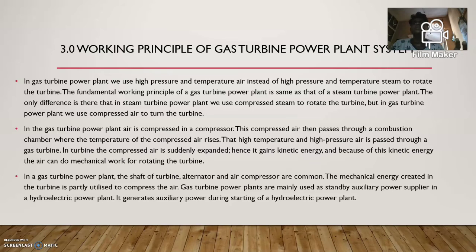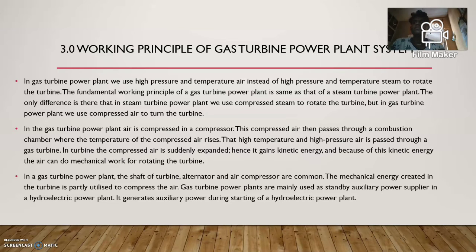In the gas turbine power plant, air is compressed in a compressor. This compressed air then passes through a combustion chamber where the temperature of the compressed air rises. The high temperature and high pressure air passes through a gas turbine. In the turbine, the compressed air is suddenly expanded, hence it gains kinetic energy, and because of this kinetic energy, the air can do mechanical work for rotating the turbine.